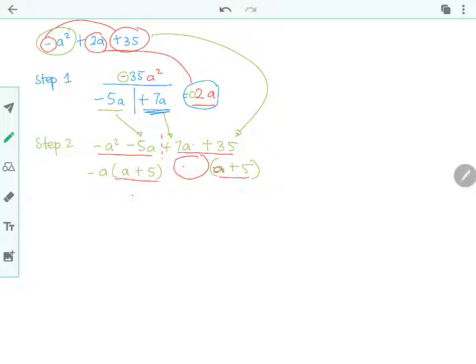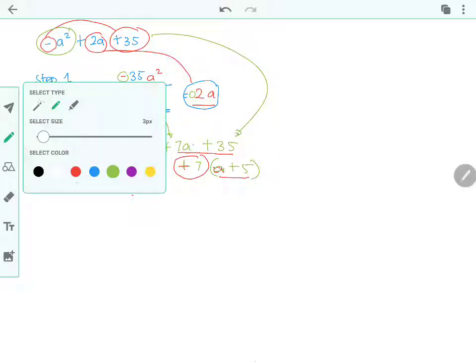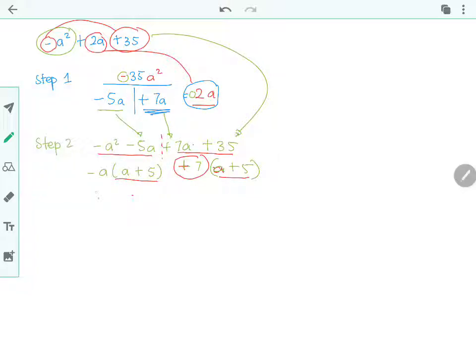Then you will get that it equals positive 7. Then the final answer will equal negative a plus 7 multiplied by a plus 5. That's the final answer. Oh, by the way, that's actually already step 3. Do you need another example? I think I can give you one last example.